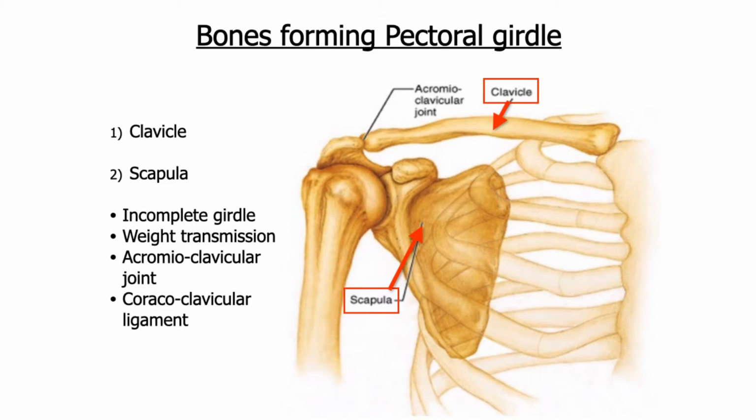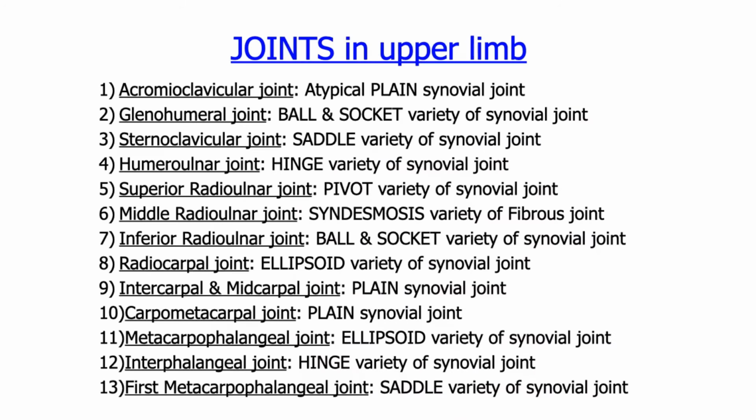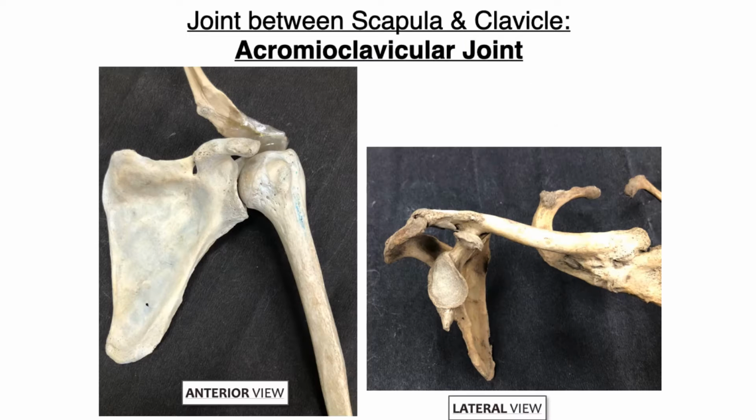And the joint which participates in the process of weight transmission is the acromioclavicular joint, and a very important ligament is the coracoclavicular ligament, which is one of the strongest ligaments of the upper limb. Now, the joints which we will study in the upper limb, these are the list of the joints. Now let us briefly see these joints.